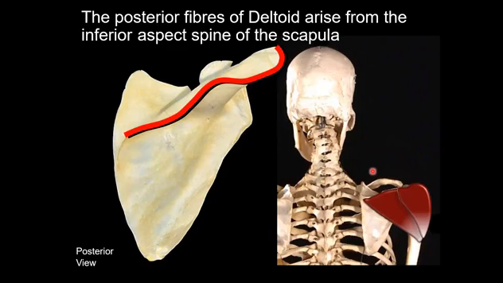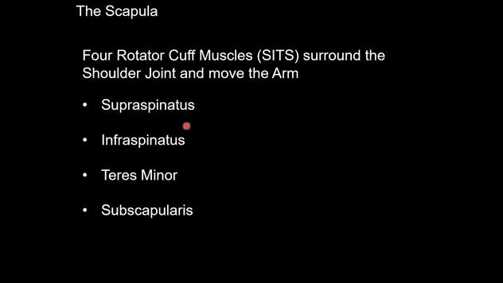And we have the posterior fibers of the deltoid arising from the inferior aspect of the spine of the scapula. So the inferior aspect also gives room for the deltoid as well. Remember, we also have the lateral part of the clavicle hosting a part, taking origin of deltoid as well. Okay, so take note of that. Some part of the deltoid, the posterior fibers, has an origin relationship with the inferior aspect of the spine of the scapula.